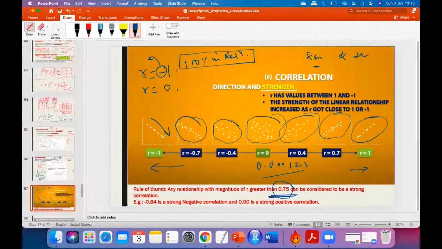The minus tells me about the sign, and this value, whether it is 1, 0.8, 0.4, 0.7, 0.68, any value between 0 to 1, will tell me about the strength. Understood? And how will I categorize whether it is strong correlation or weak correlation? I have a thumb rule. Anything above 0.75 on both sides, negative and positive, I'll consider as a strong correlation. Just a thumb rule. Clear?